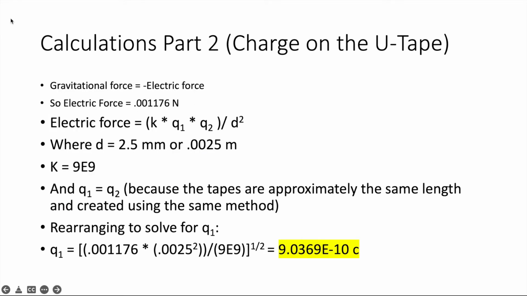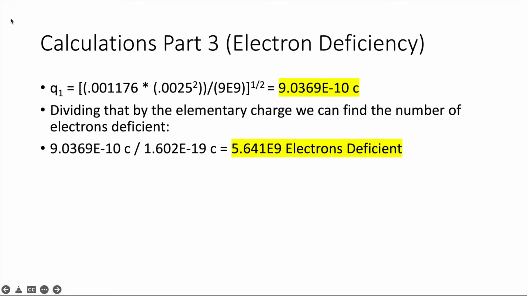Now, knowing what the electrical force is, we have all the information we need to solve for the electric charge, and we did that, finding it to be 9.0369 times 10 to the negative 10th coulombs. Because the tape is positively charged, we know that there's an electron deficiency, and the actual number of electrons can be found by dividing the charge we found by the elementary charge, and so we know that there's a 5.641 times 10 to the 9th deficiency in electrons.